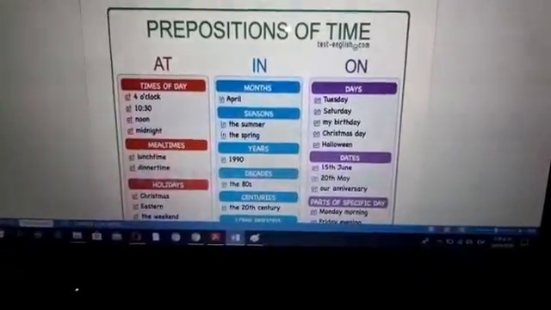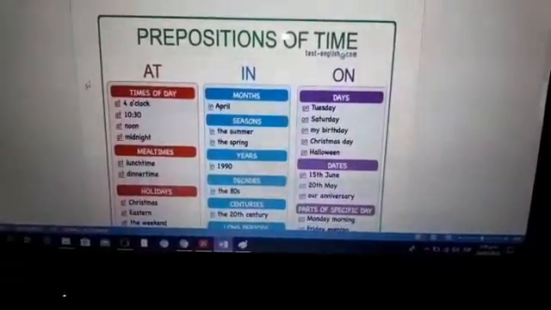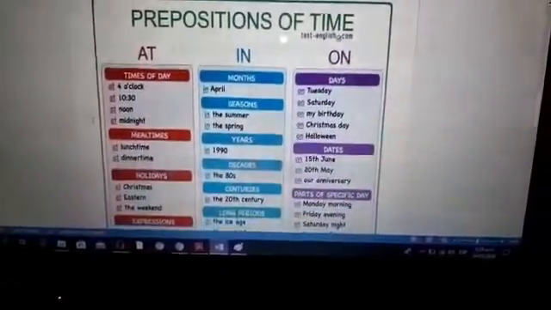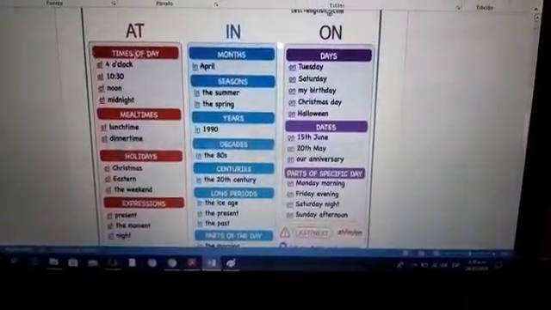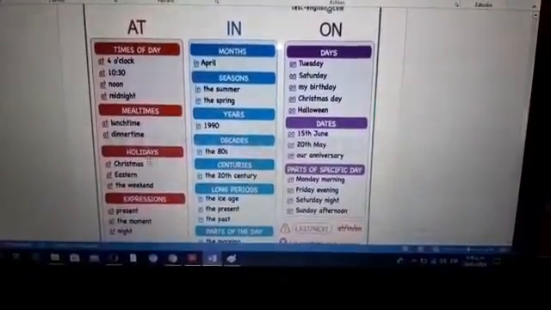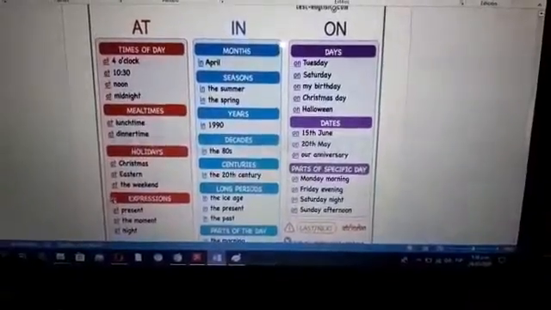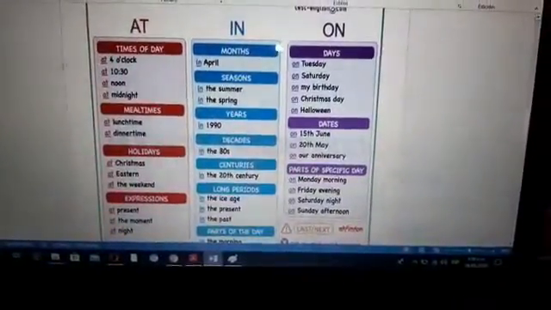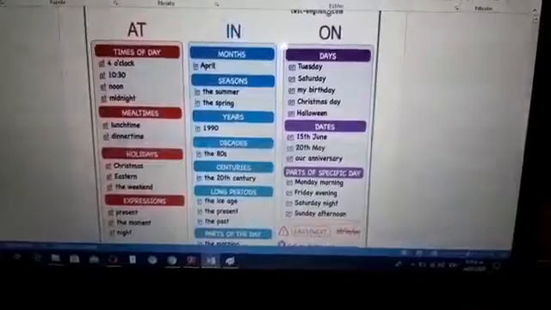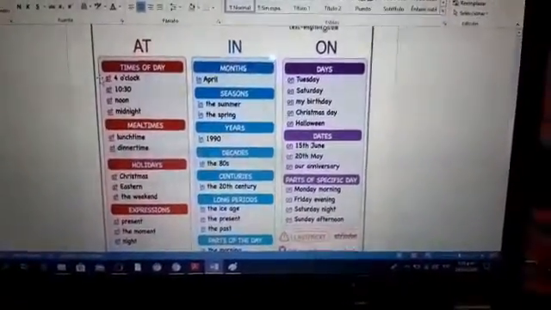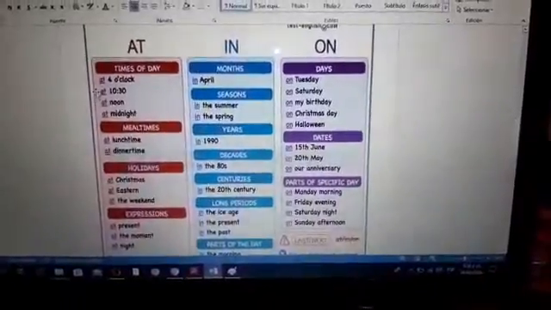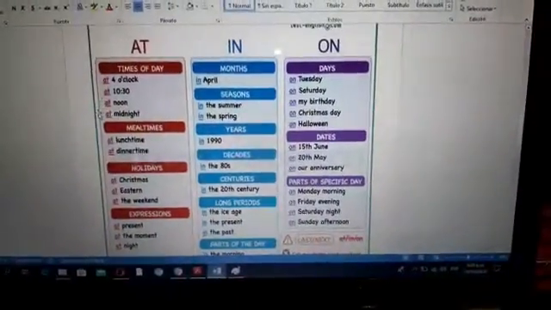We are going to start with at. We use at to express different times of things. For example, we have times of day, we have meal times, we have holidays, and we have expressions. For example, if I want to say something related with the time, I have to use at. For example, at 4 o'clock, at 10:30, at noon, at midnight.